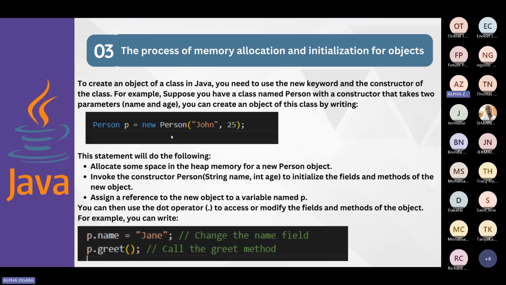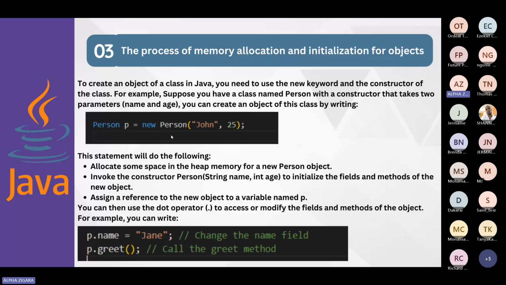To create an object of a class in Java, you need to use the new keyword and the constructor of the class. For example, we are creating an instance of the class Person called p, which we assign to p, and it's called John, with age 25.